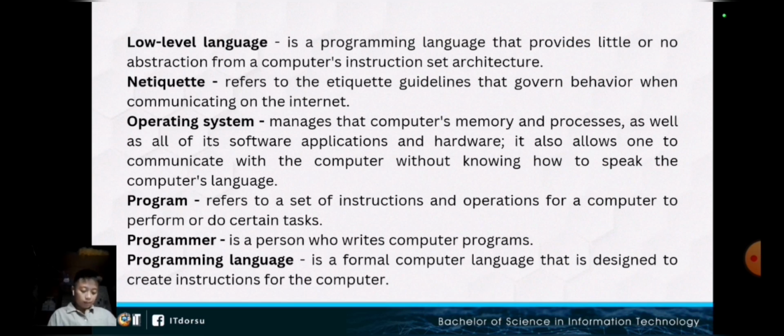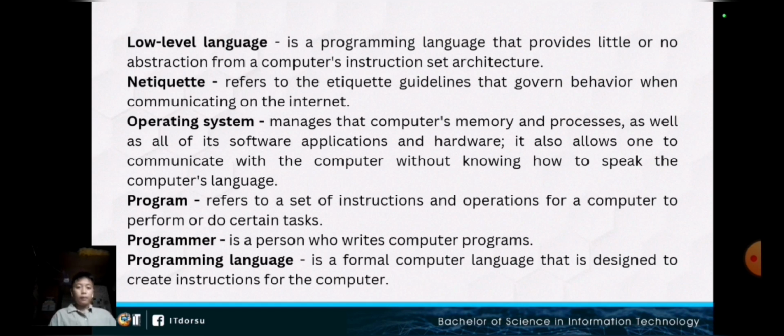Next is the operating system. Manages the computer's memory and processes, as well as all of its software applications and hardware. It also allows one to communicate with the computer without knowing how to speak the computer's language. So it is a program that acts as an interface between the computer user and computer hardware and controls the execution of programs. It also manages all of the software and hardware on the computer. So ito yung operating system is ito yung nag-ooperate sa computer. Bali, ito siyang interface sa gumagamit ng computer at saka sa computer. So lahat ng ginagawa natin, lahat ng activities na ginagawa natin dumadaan sa operating system para maintindihan ng computer.